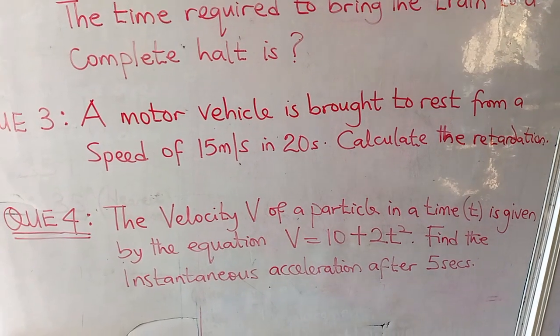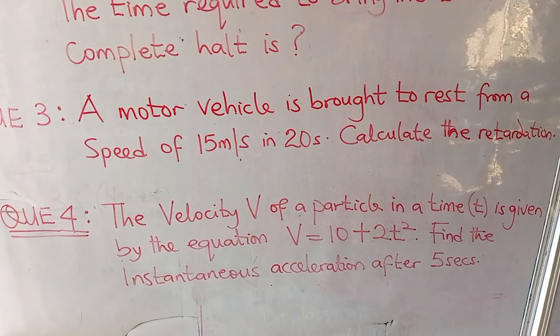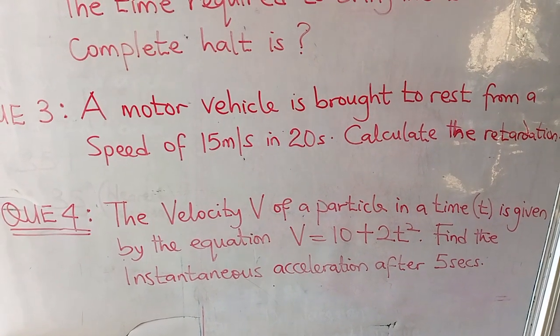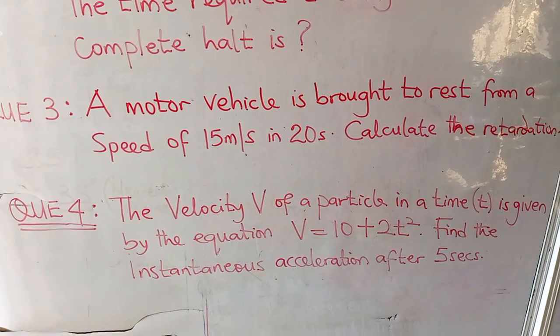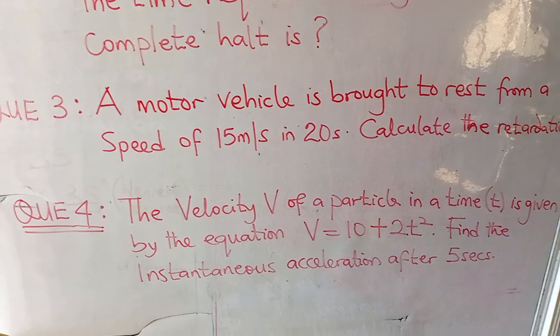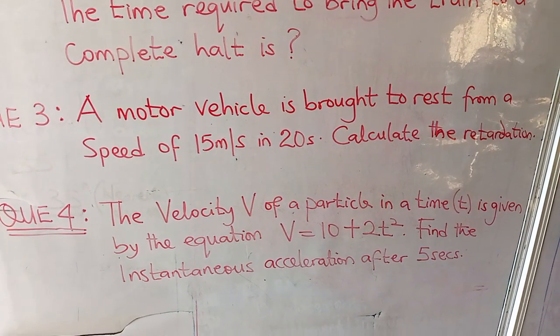The velocity v of a particle at time t is given by the equation. This is the equation of velocity, so that equation represents velocity: v equals 10 plus 2t squared. Find the instantaneous acceleration after 5 seconds. We want to find acceleration and we have time, 5 seconds.